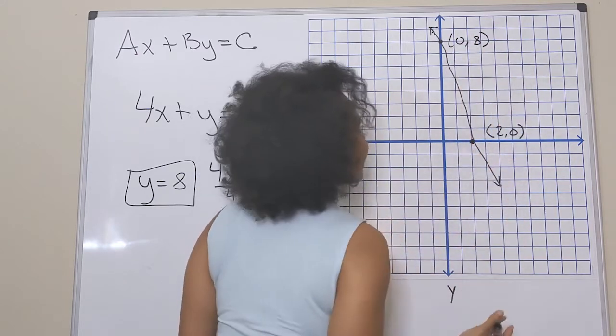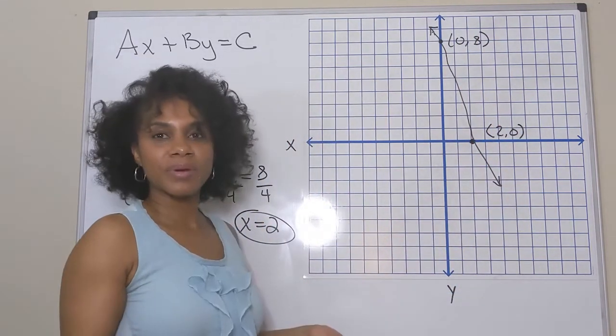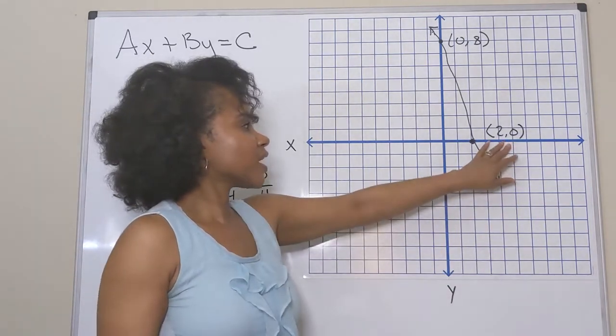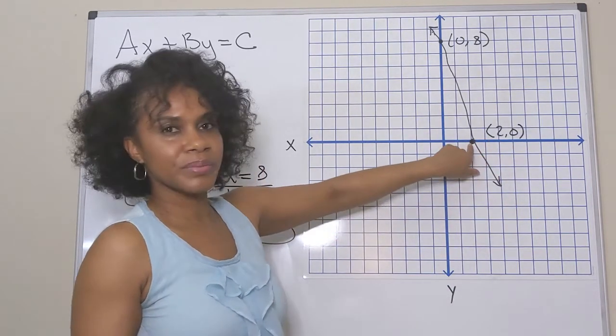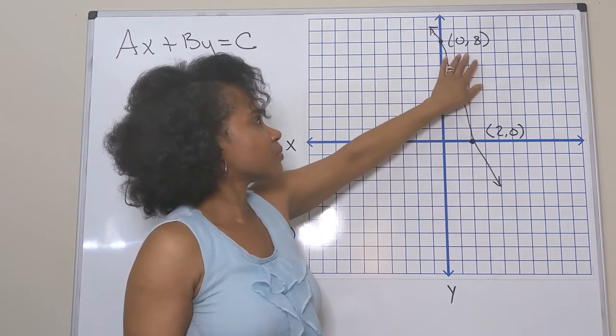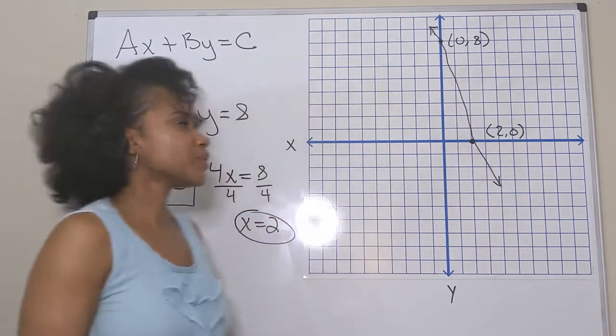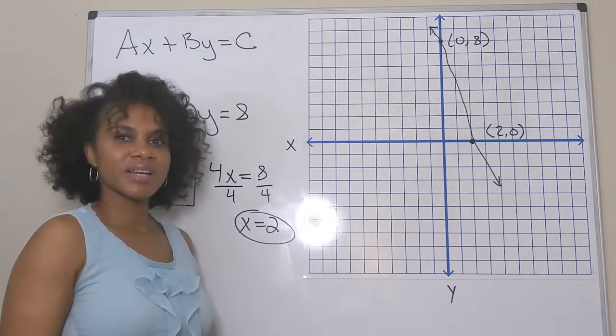So if you're asked to find the intercepts and you're asked to find the ordered pairs, you know your x value is always first. So that would be the ordered pair 2, 0. And your y is always second. And so it would be 0, then whatever your y-intercept is. All right. And so we've graphed this equation that is in standard form.